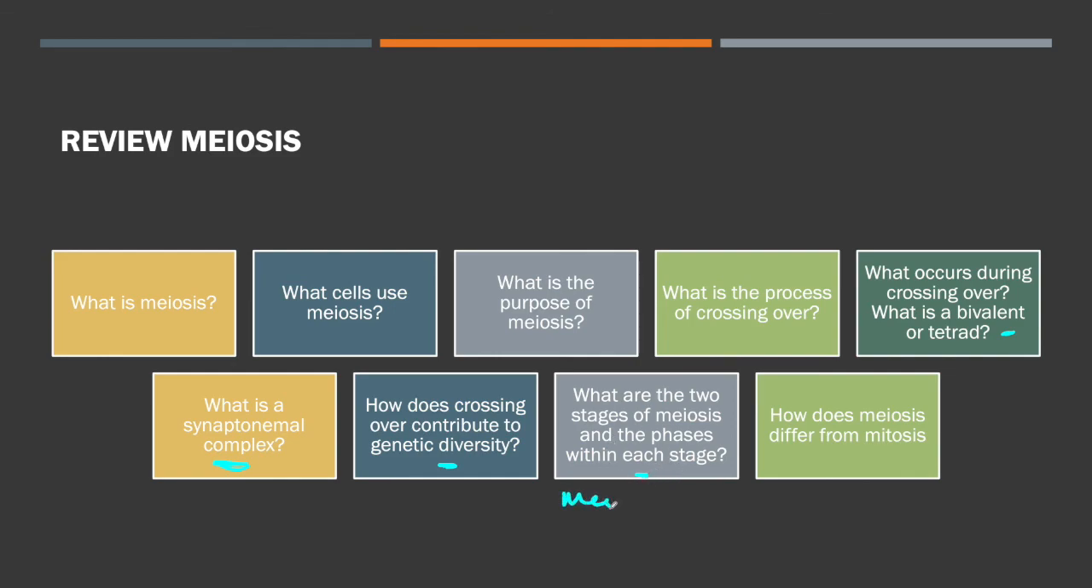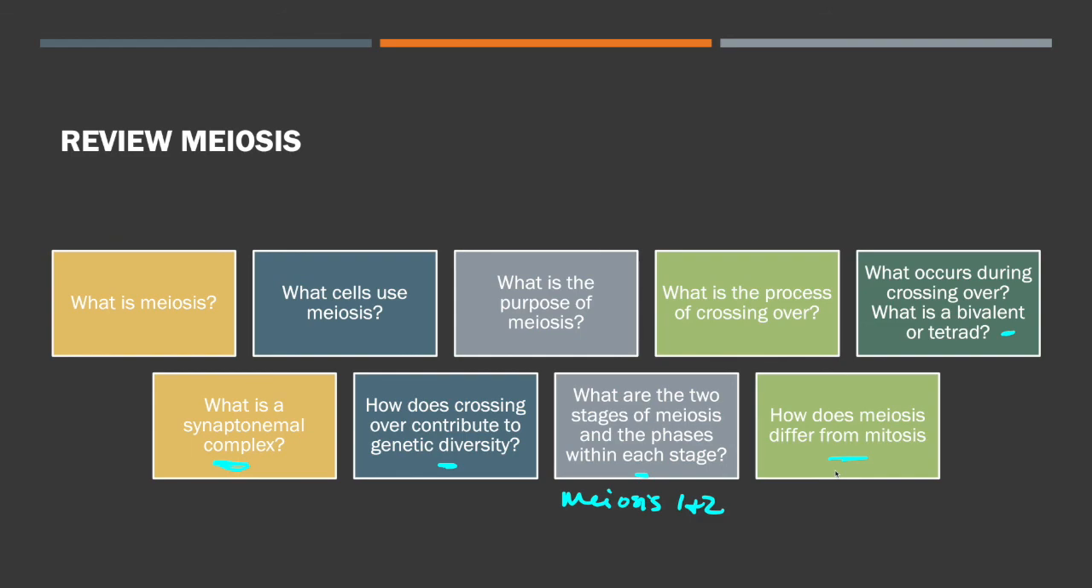So this is meiosis 1 and 2, right? And then how does meiosis differ from mitosis? Some of the different phases are the same. Some of them are different. So you want to make sure that you're able to compare and contrast. So when you're asked questions on an exam, you know whether or not it's referring to meiosis or mitosis.